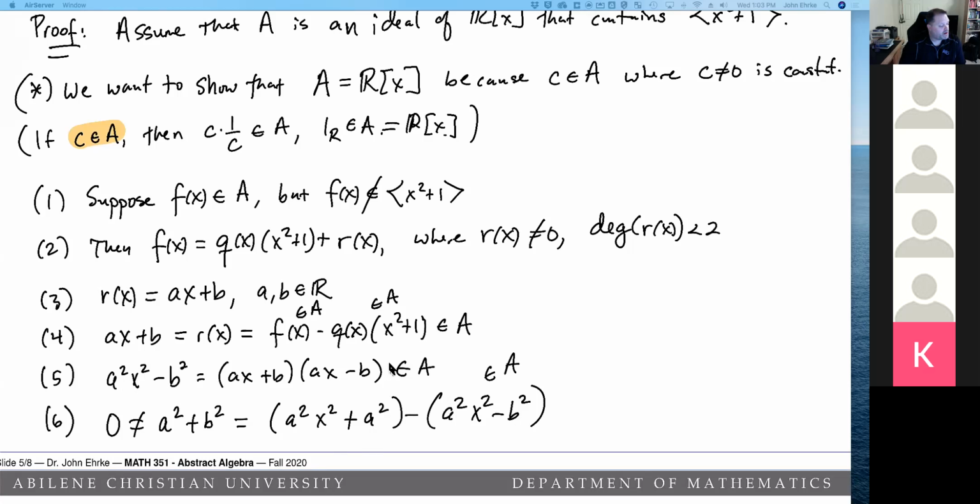And then here, this is the same thing as a squared times x squared plus 1, which means it's in this principal ideal, which means since A contains it, this thing is in A. So I have two elements of A subtracted, which means their difference is in A as well. So this is the constant C that I talked about at the beginning. And as soon as that constant C is in the ideal, then I know that it generates the entire ring.